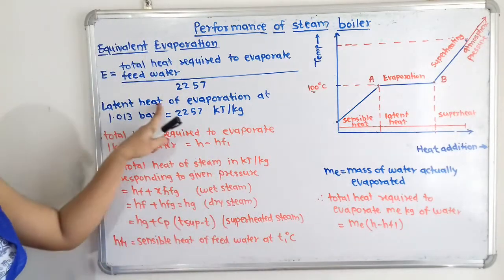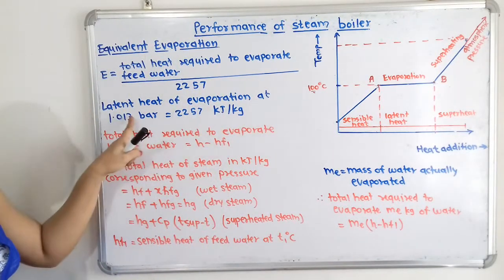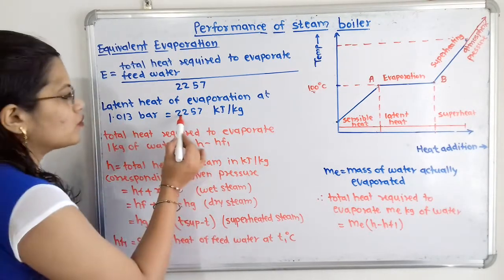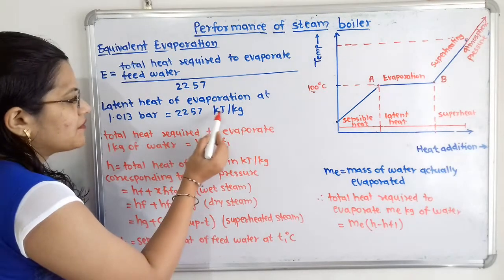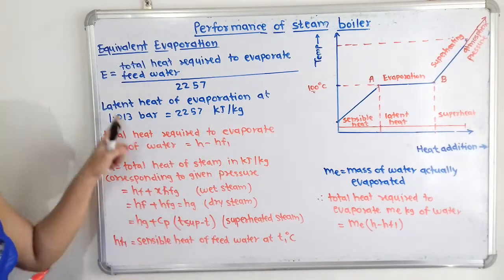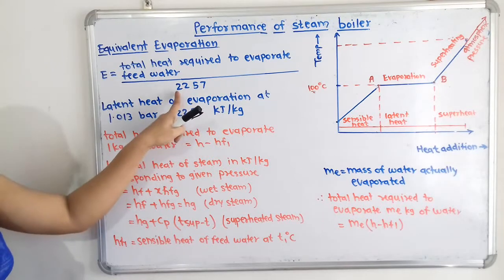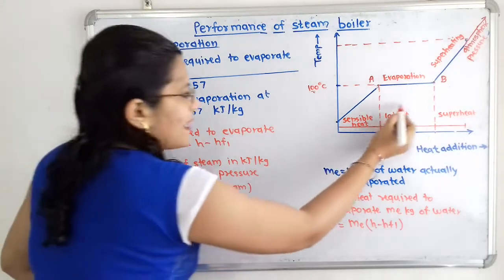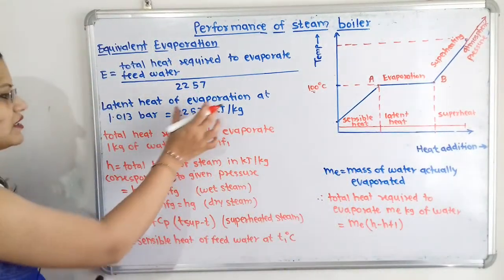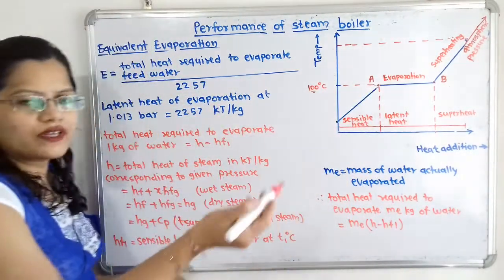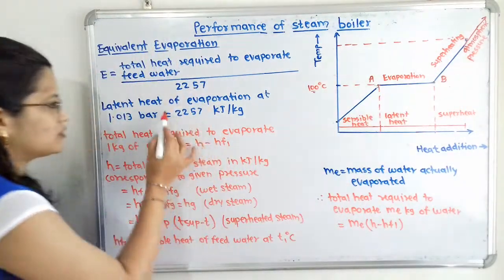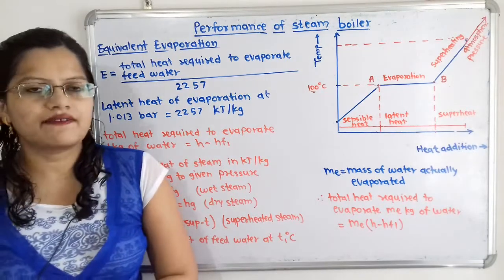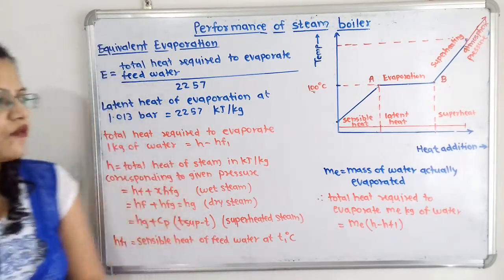So this is the latent heat of evaporation at atmospheric pressure 1.013 bar, which is equal to 2257 kilojoule per kilogram. So we have to take this number because this 2257 is nothing but the latent heat of evaporation at 1.013 bar, that is at atmospheric pressure. So this is the formula to calculate the equivalent evaporation. Now we will move on to the next.